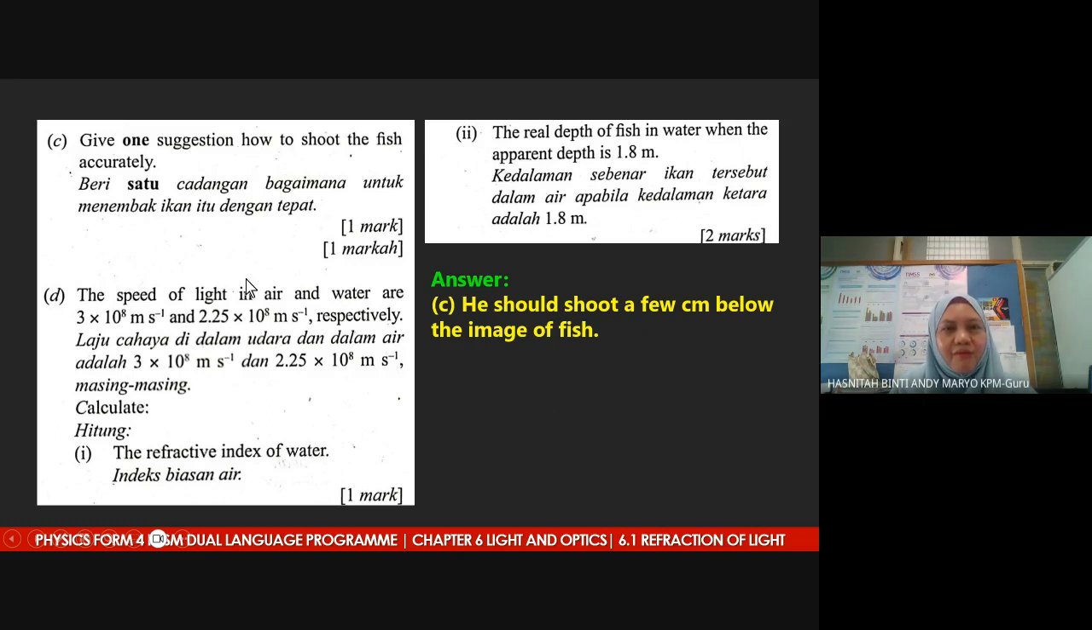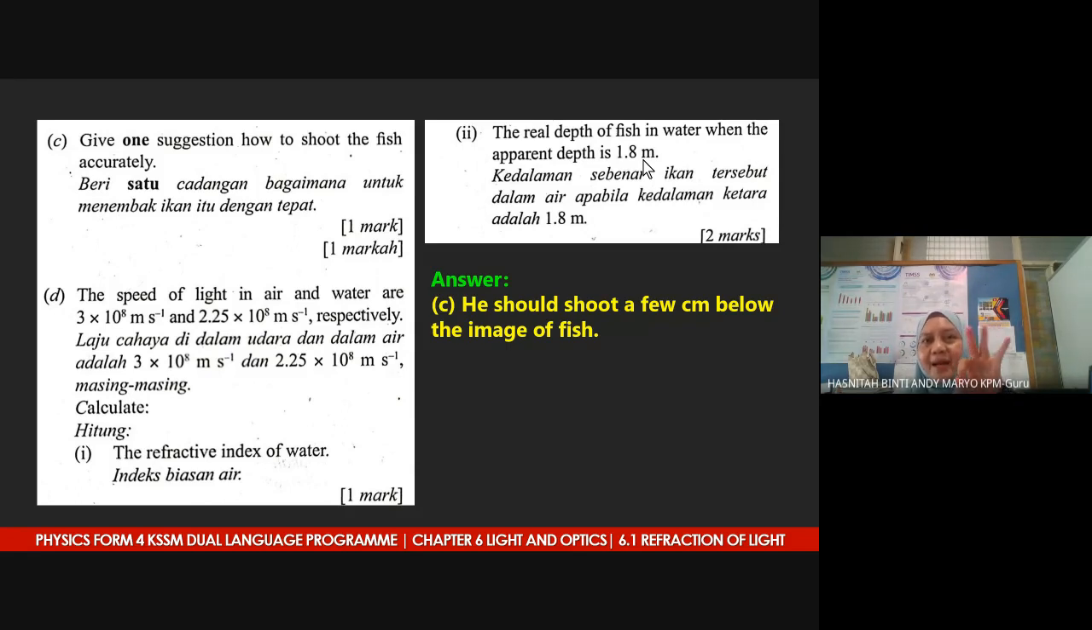They give you the speed of light in air, 3 times 10 to the power of 8 meter per second, and the speed of light in water, 2.25 times 10 to the power of 8 meter per second. So you have to find the refractive index of the water, and then find the real depth of the fish when the apparent depth is 1.8 meter. So in both solutions, students, you can use the equation.